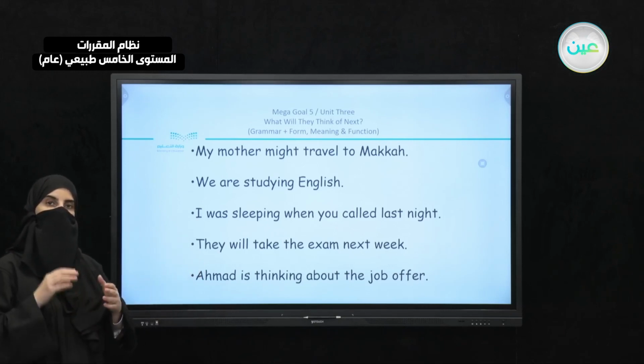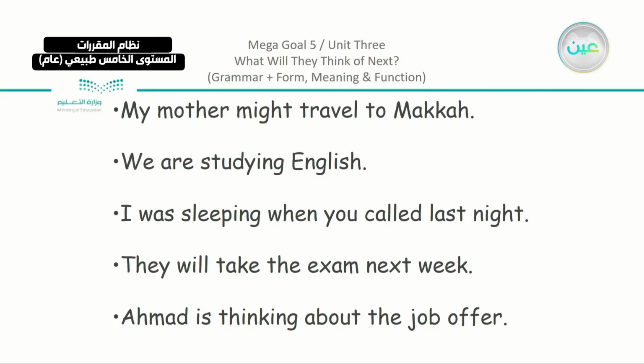So we have here the auxiliary verb might. Now we can say, where might your mother travel to? What are you studying? We can say, for example, what were you doing? Or when were you sleeping? We have here they will take the exam. When will they take? And we have the last one, Ahmed is thinking about the job offer. What is Ahmed thinking about? So here, if you have a helping verb or an auxiliary verb, it is a direct verb that you can just apply in the same question.